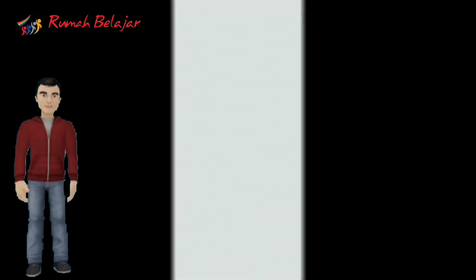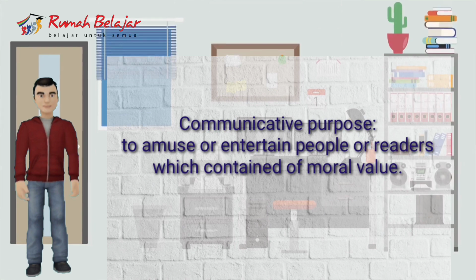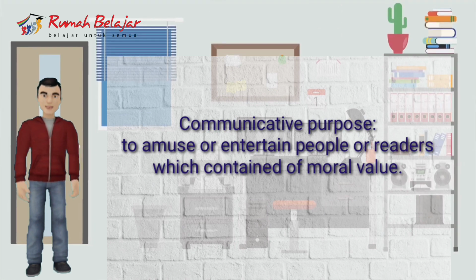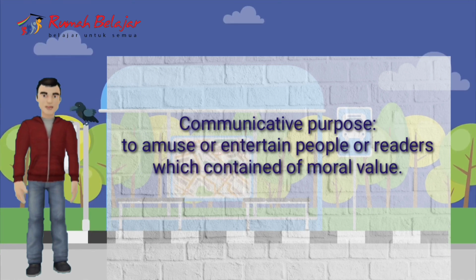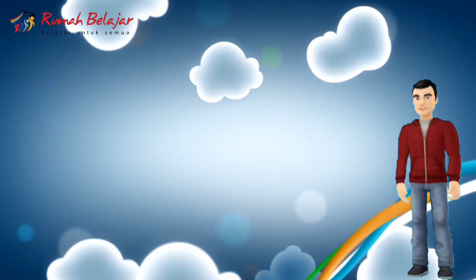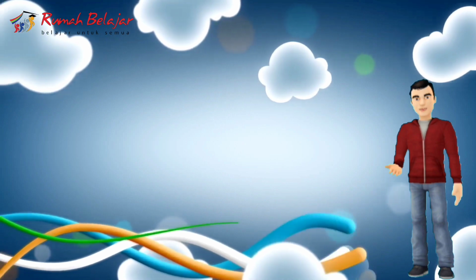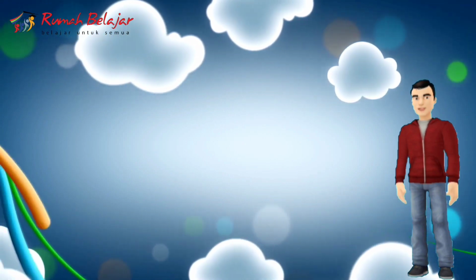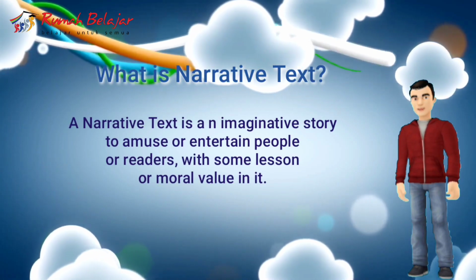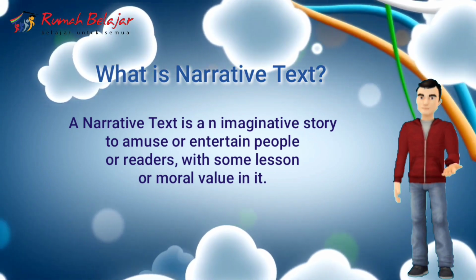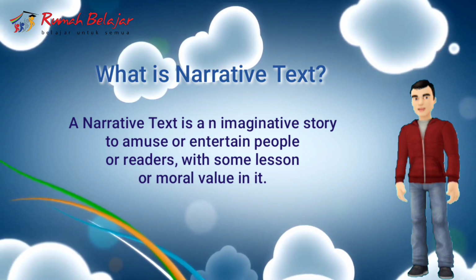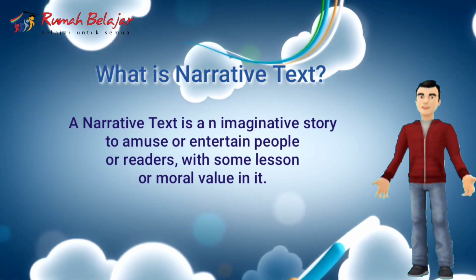The communicative purpose of narrative text is to amuse or entertain the readers, and it contains moral value. Well, smart students, finally we can conclude the definition of narrative text. A narrative text is an imaginative story to amuse or entertain people or readers with some lesson or moral value in it.